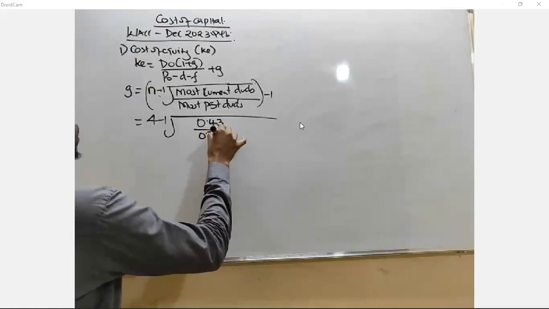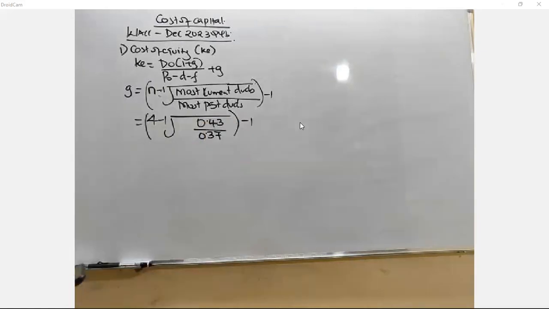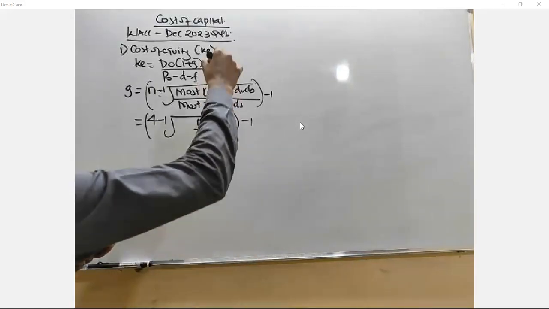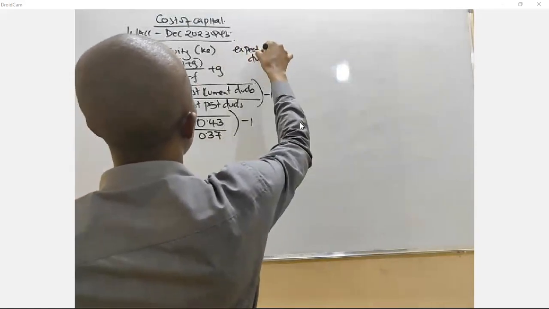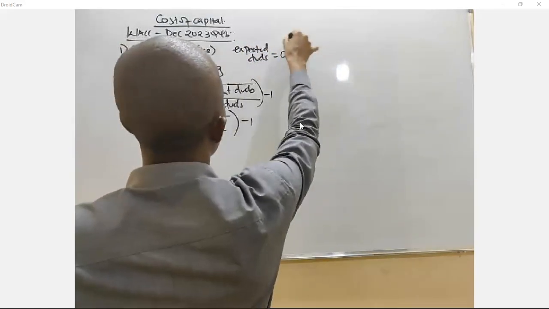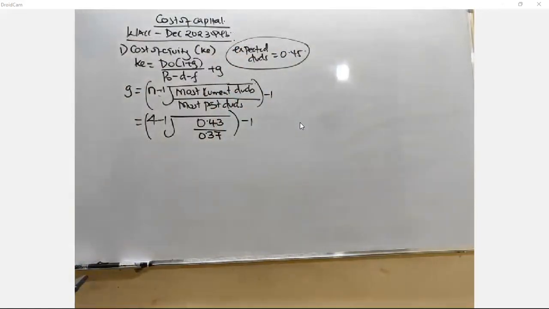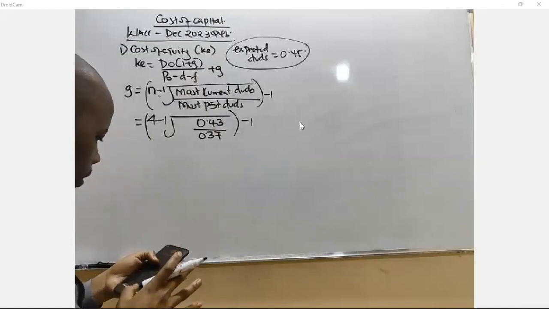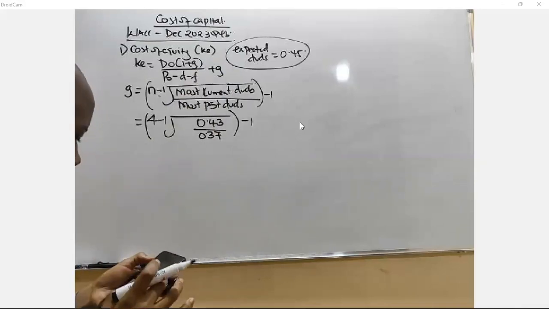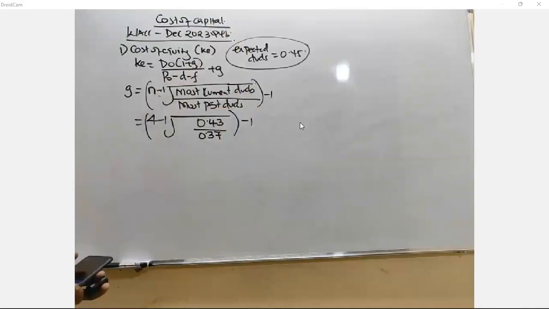Correct? 0.37. And all of these, we subtract 1. Remember, there is an expected dividend. There is an expected dividend of 0.45. So in that case, when you have an expected dividend there, because these are the expected dividends which you are able to compute, right? You are able to compute to be 0.45. Now because we are looking at the current dividends of ours.